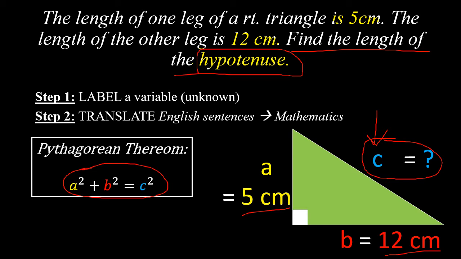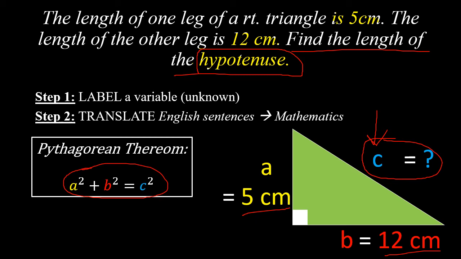So we know that the Pythagorean theorem says that when you have a right triangle, a squared plus b squared equals c squared, where a is the length of one leg, b is the length of the other leg, and c is the hypotenuse, okay? So now let's translate that for this particular problem, okay?